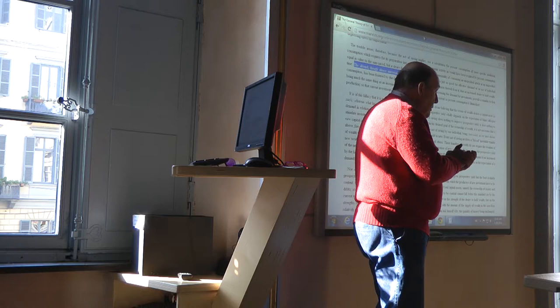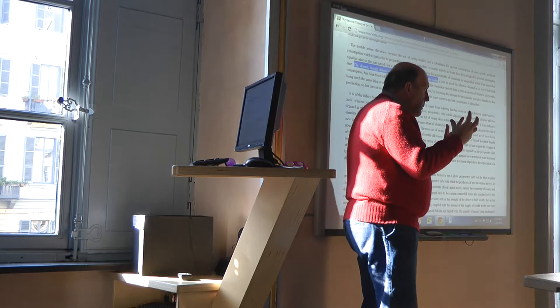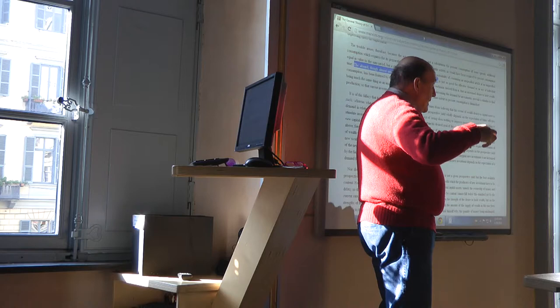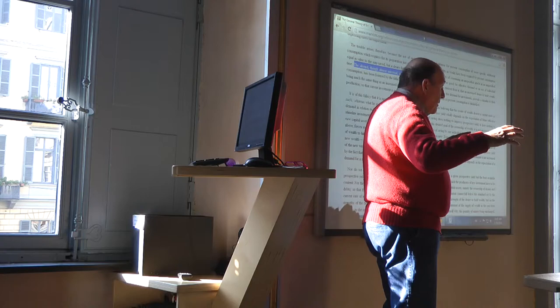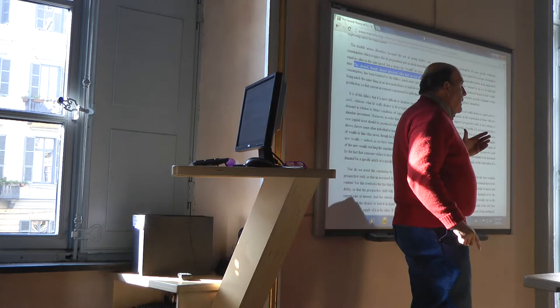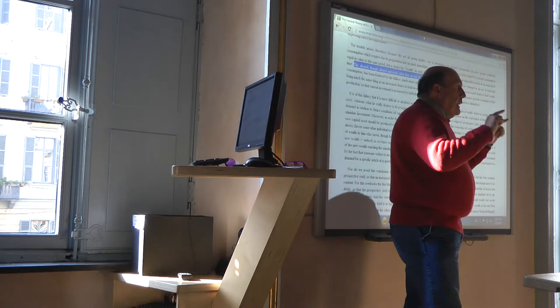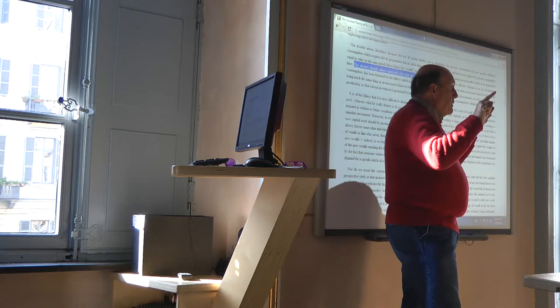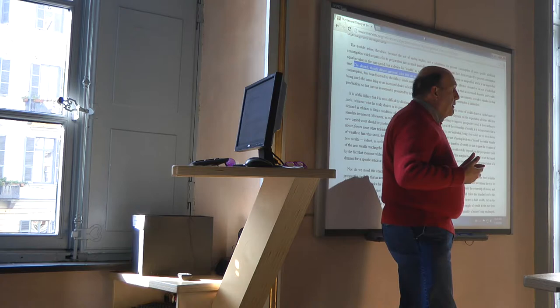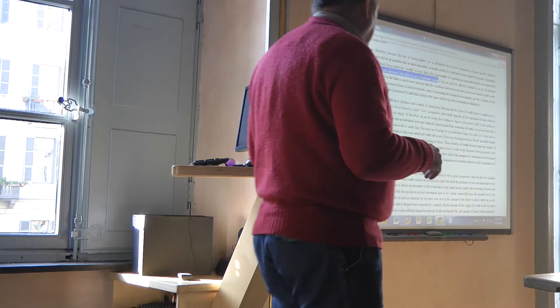Matter curves space. So space is like a bag. It contains matter inside, and the matter inside shapes the bag. He had the view, which is completely revolutionary from a scientific and philosophical point of view, of a curved space. The space itself is curved, and it's curved by what? By matter, which is in it. Okay, that's Einstein.